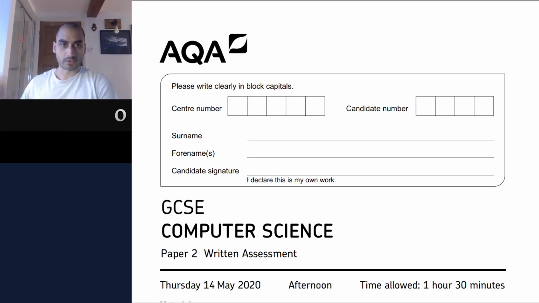This is computer science paper 2. I don't know what the difference is. I mean, okay, the last one was called, I can't remember what it was called. This one's called written assessment, so it may involve more written algorithms. I don't know. Right.